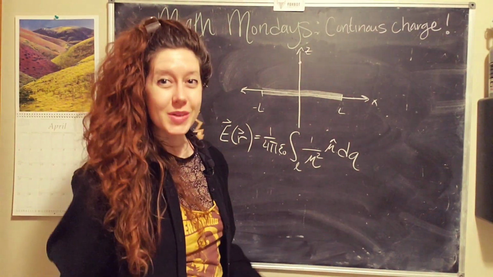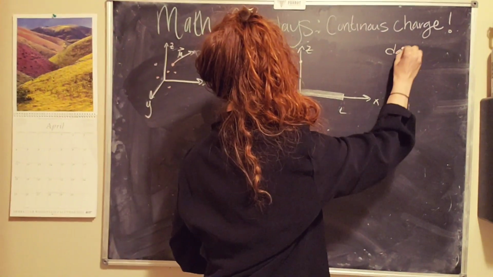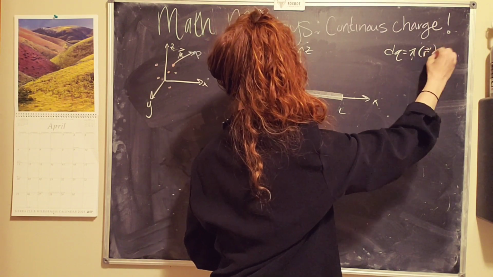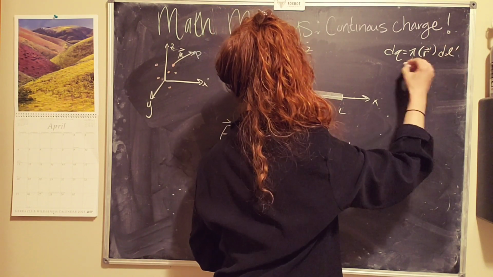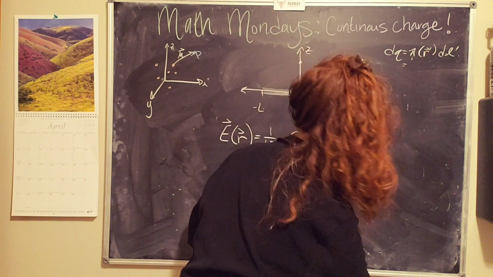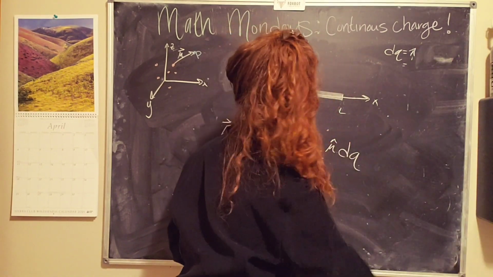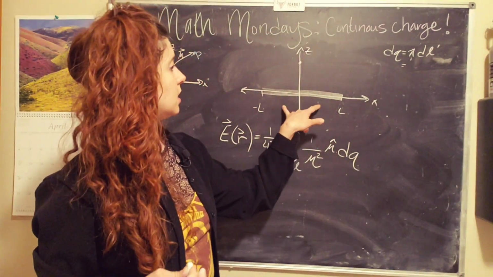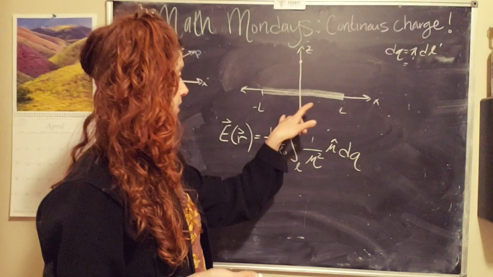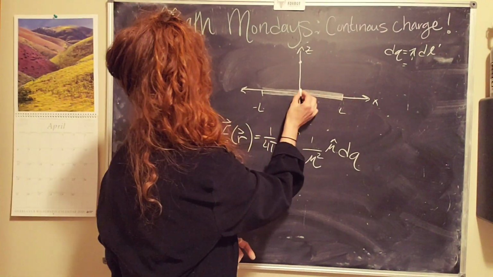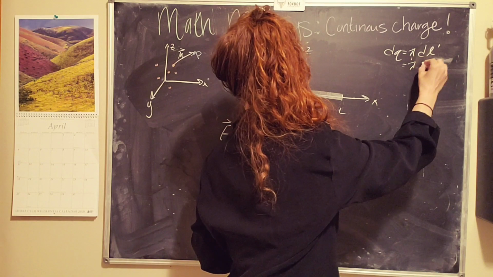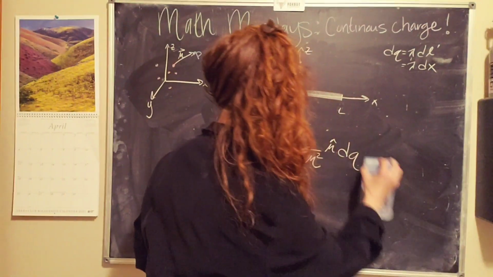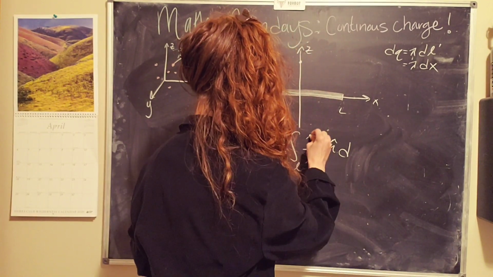Okay, so in this case, dq is going to be equal to lambda, which may be a function of position, times dl prime. In this case, it's not, so it's just lambda times dl prime. And since the horizontal components of this line are going to cancel, meaning this is the same as this, it is just going to be equal to lambda times dx. Okay, that's pretty cool. So we can get rid of that, and we can put lambda in here.